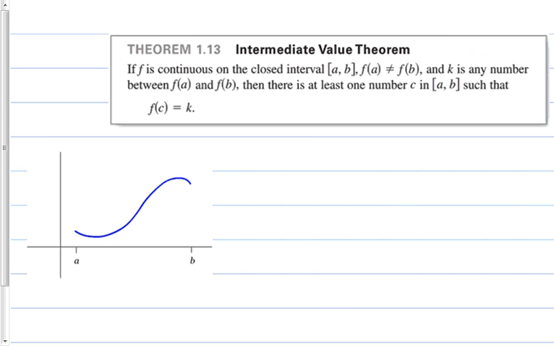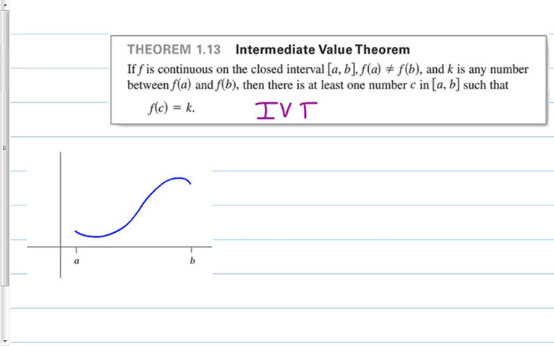Alright, so here's something new. It's called the intermediate value theorem, and sometimes I'll refer to it as IVT. If f is continuous on the closed interval from a to b, and f of a does not equal f of b, so that means the y values are different, and k is any number between f of a and f of b, then there's at least one number c in the closed interval [a, b] such that f of c equals k.